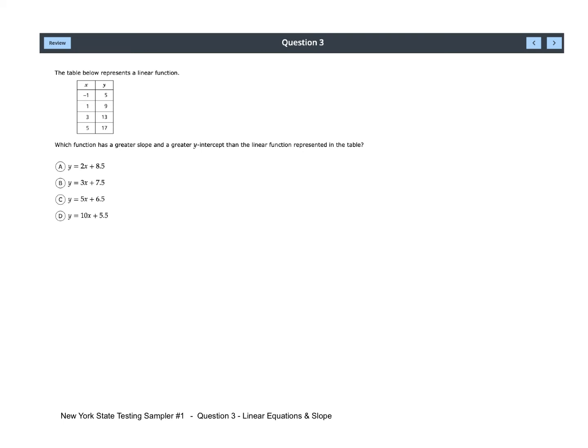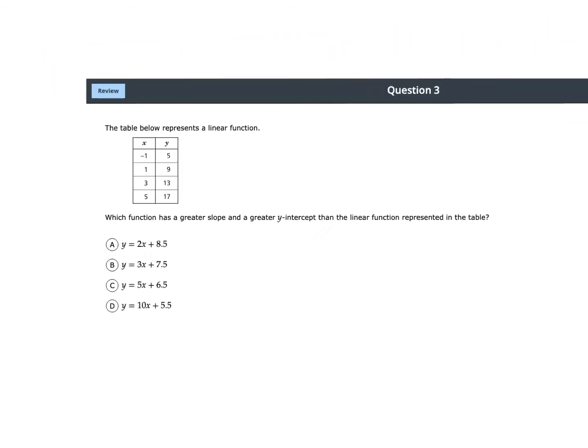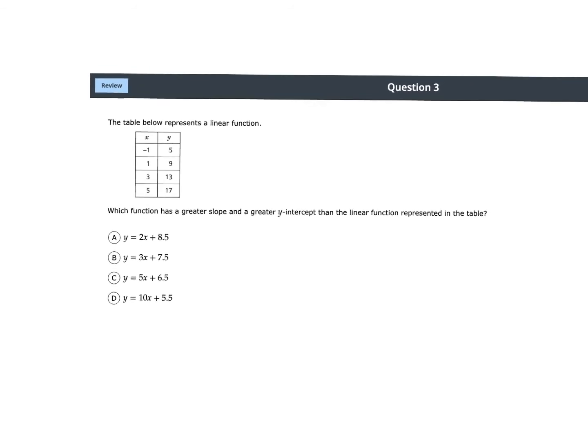This question is a New York State testing sampler number 1 for grade 8. It's question number 3. It's about linear equations on slope. So if we zoom into this question, we'll see the table represents a linear function. Okay, so linear function means you want to think this is a line. So I immediately start to think, oh yeah, I have a line of some sort.